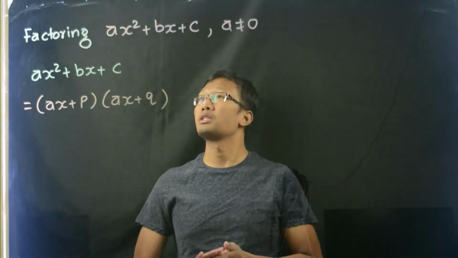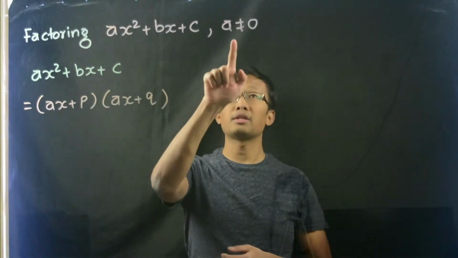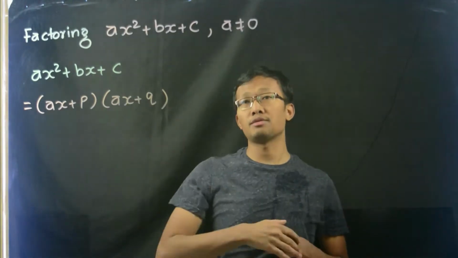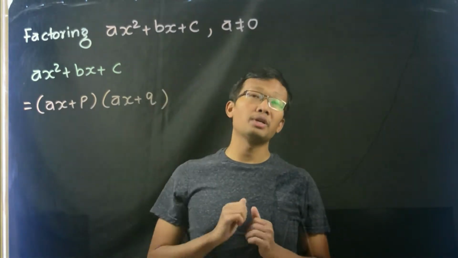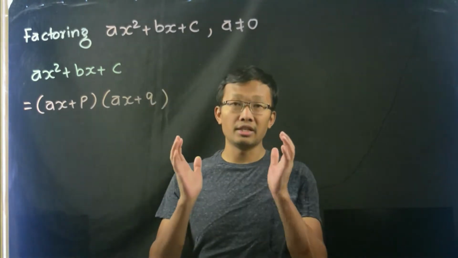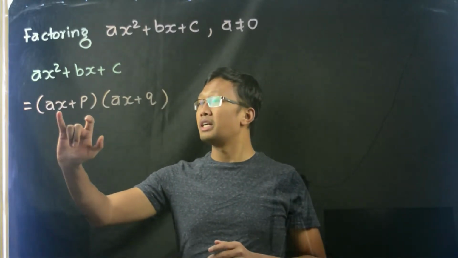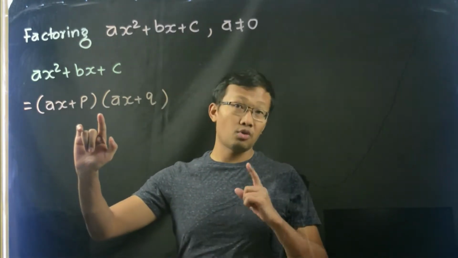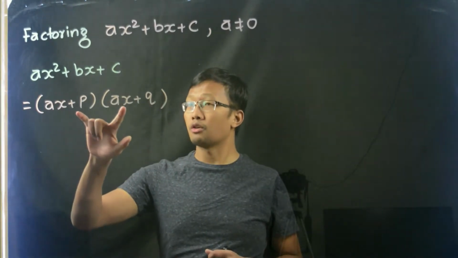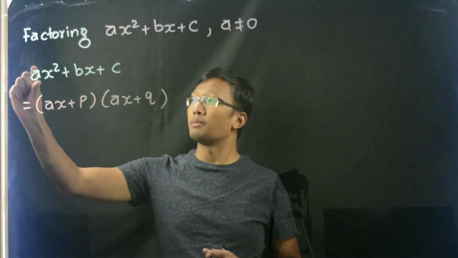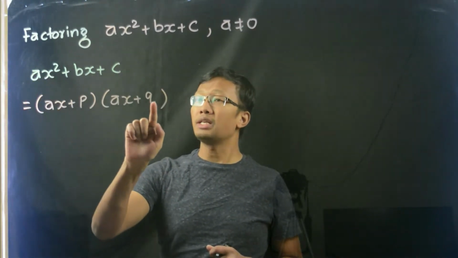Factoring trinomials of the type ax squared plus bx plus c, where the leading coefficient a is not equal to 0. We say that this trinomial can be factored into two linear factors if we can write it in this way: ax plus p, that's one factor, and another factor is ax plus q. These two coefficients, a comes from the leading coefficient, and let's talk about p and q.